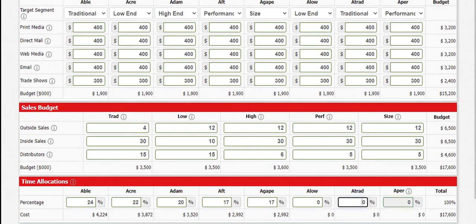Like here we can reduce, let's say 15, and then 15 for each of the others.